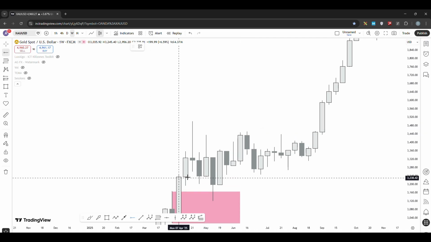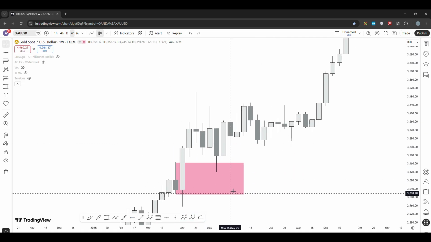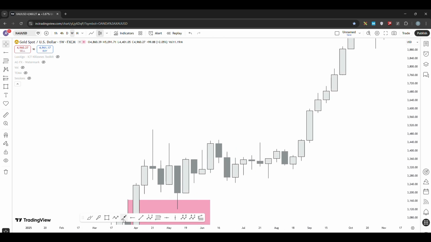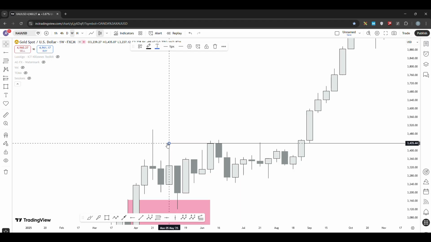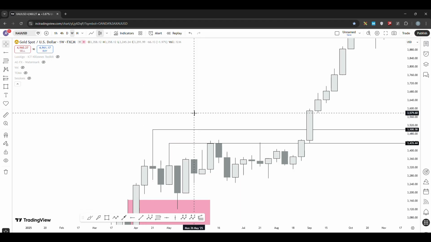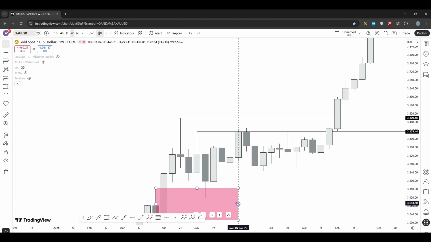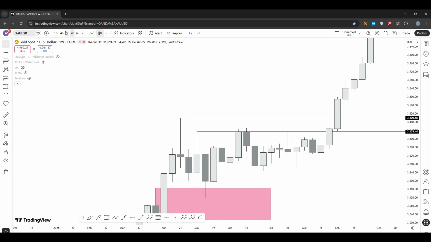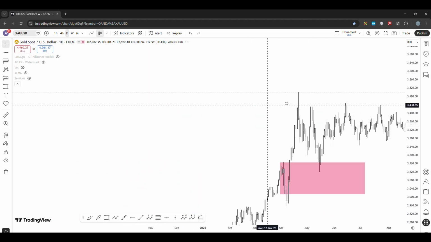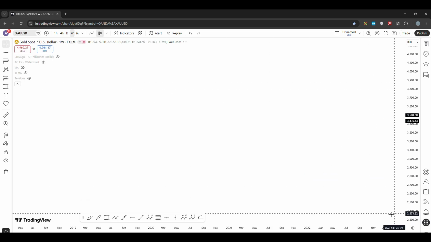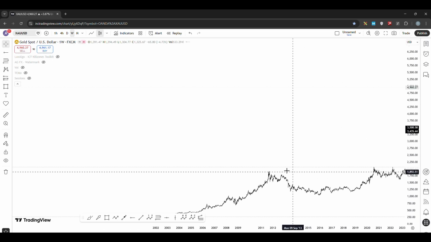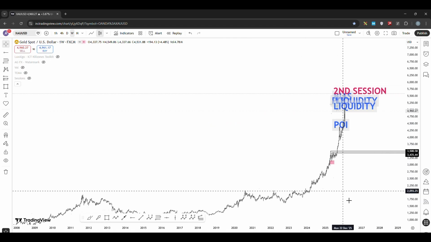Now what is going to be our target? Since this is a weekly POI, we will have two targets. Why? Because we have got two liquidities. This is the first one, right? And this is the second one. So weekly is giving us two targets. So we'll target first this high and then this high. Now let's go to the daily time frame. So now we have come to the daily and we can see here, let me just keep these levels in all the time frames.